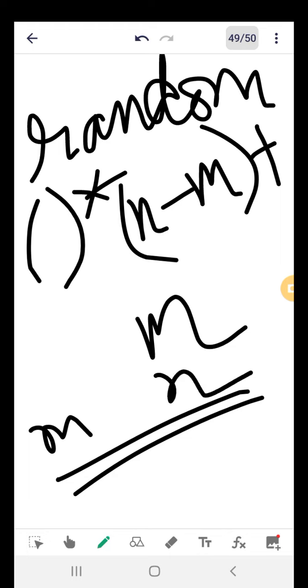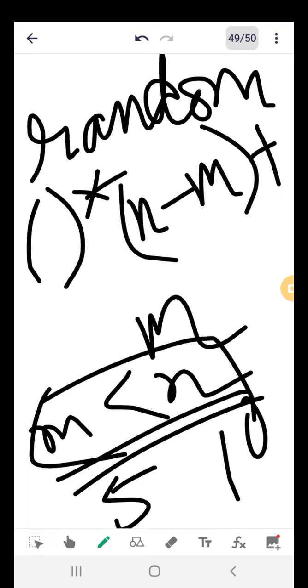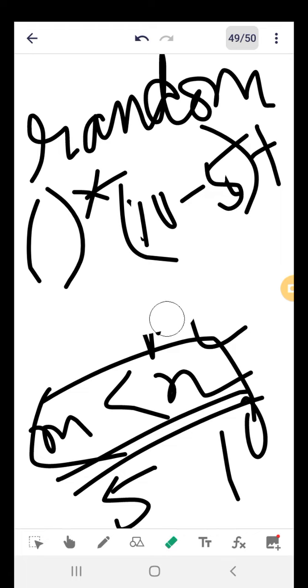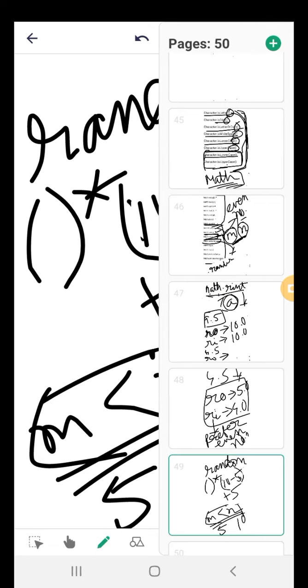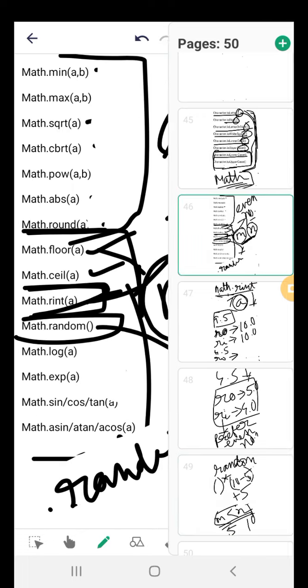So m is always less than n. That means m is the lower limit. For example, between 5 and 10 you need to produce any random value. So here it will be Math.random times (10 minus 5) plus 5. So this is the way to produce any random value between m and n, and only Math.random will produce any random value between 0 and 1.